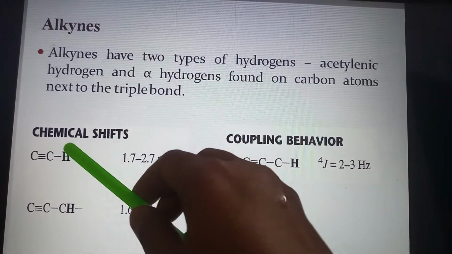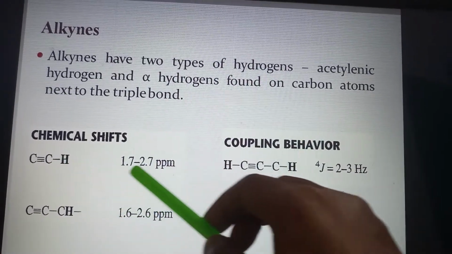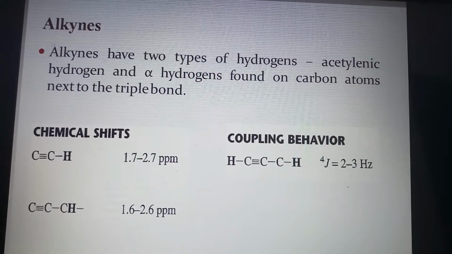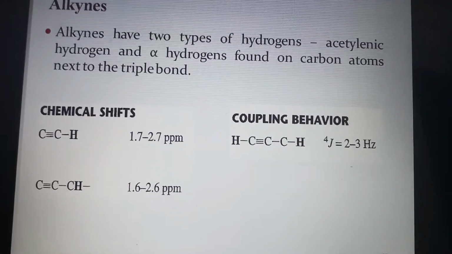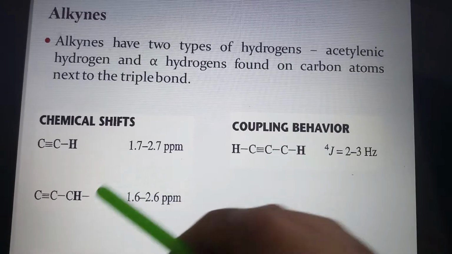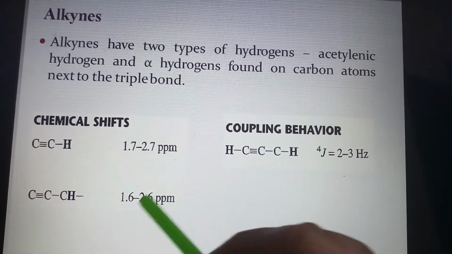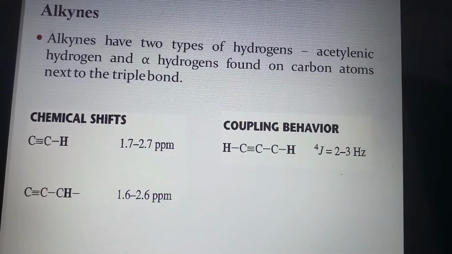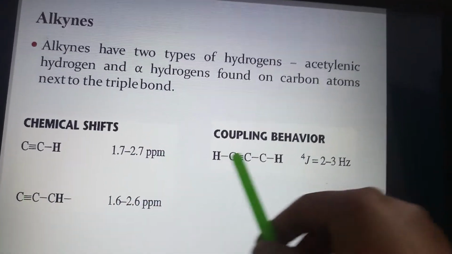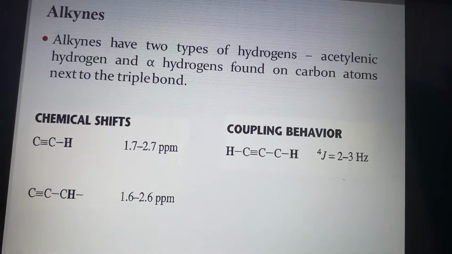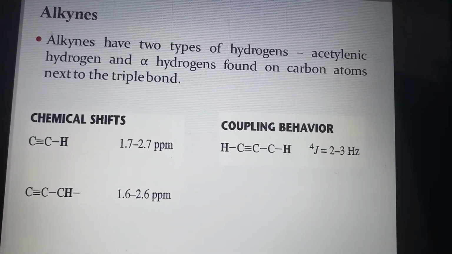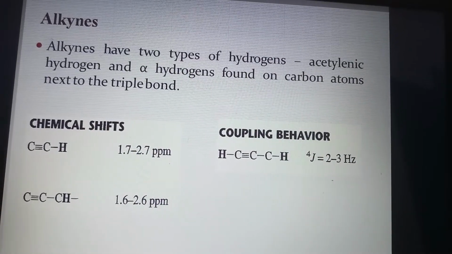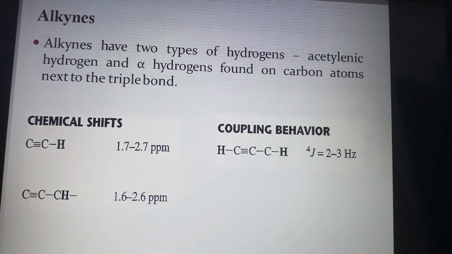The chemical shift of the acetylenic proton is 1.7 to 2.7 ppm, and in the case of alpha hydrogen, the chemical shift value is 1.6 to 2.6 parts per million. The coupling behavior for these protons is 4J coupling, which is long range, so the value is very small, that is 2 to 3 hertz.